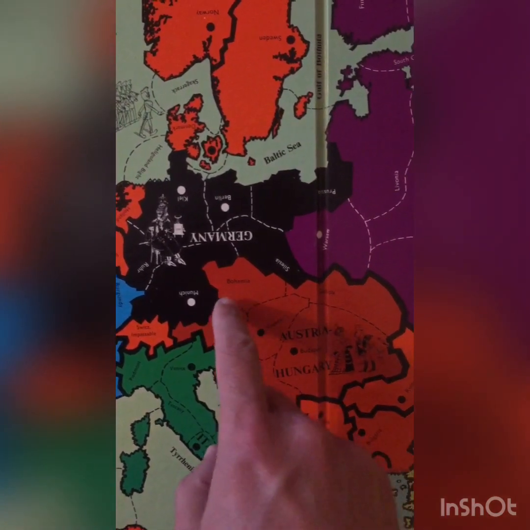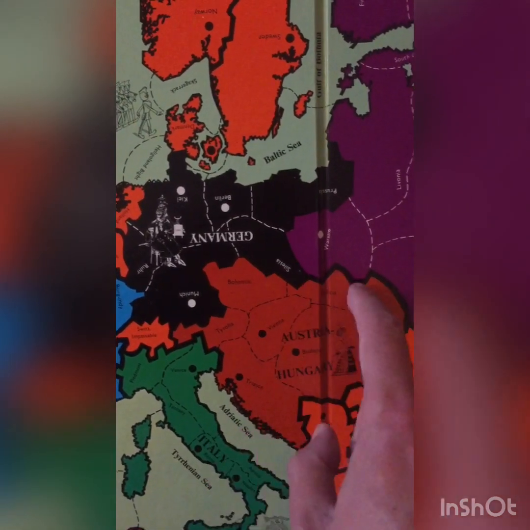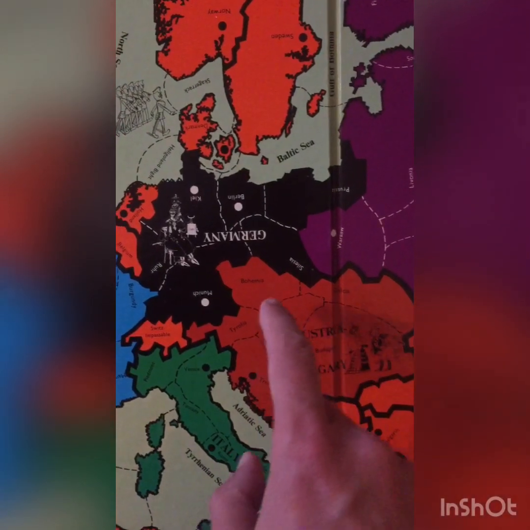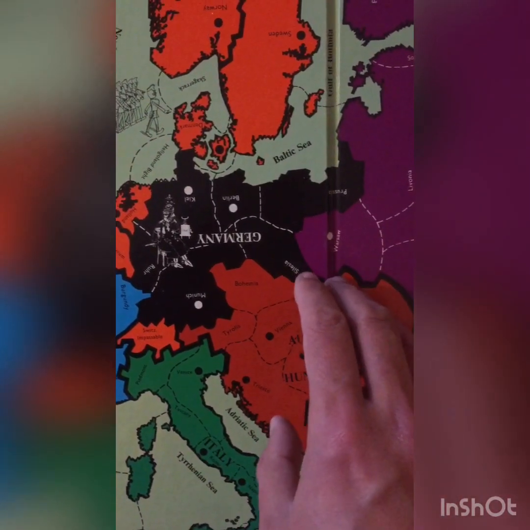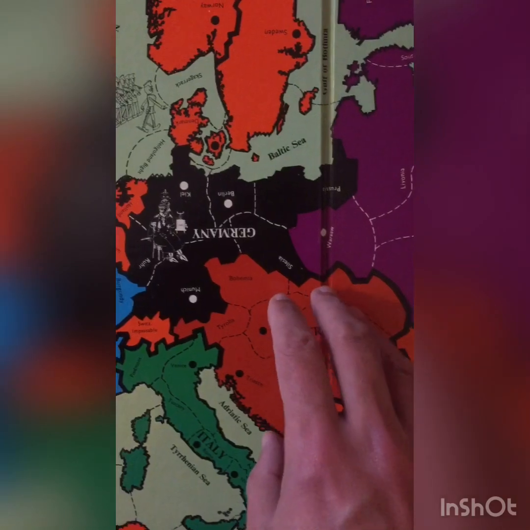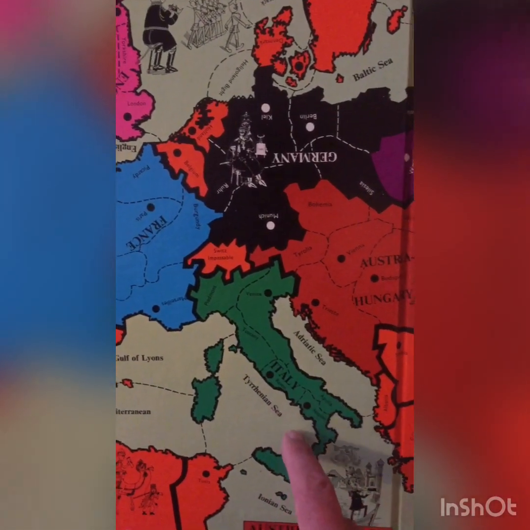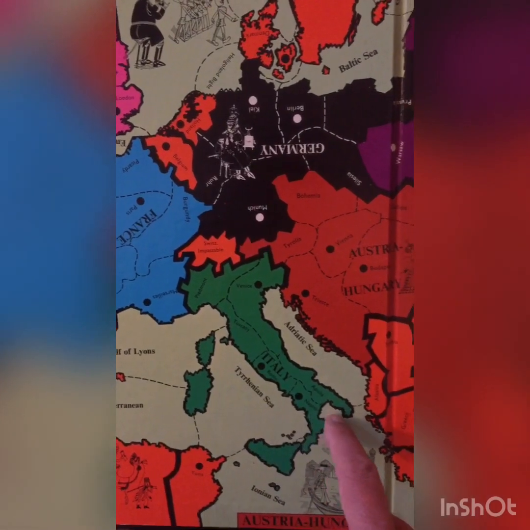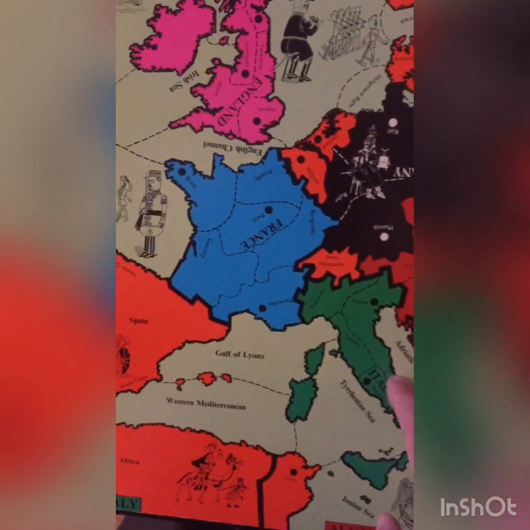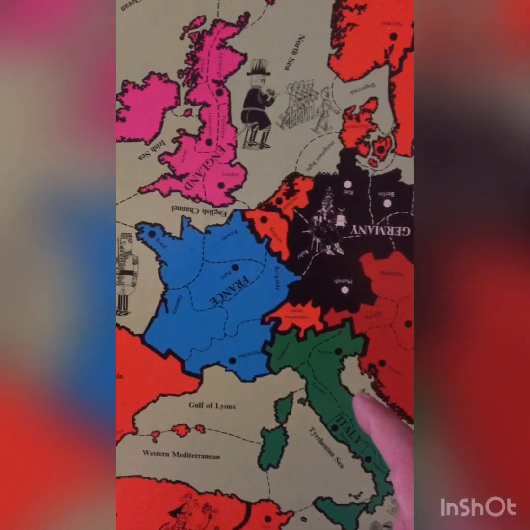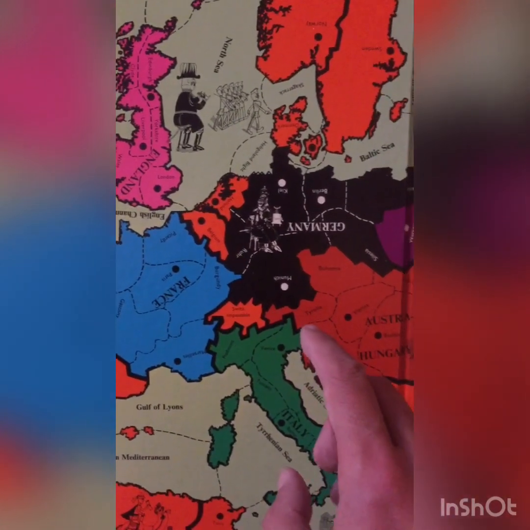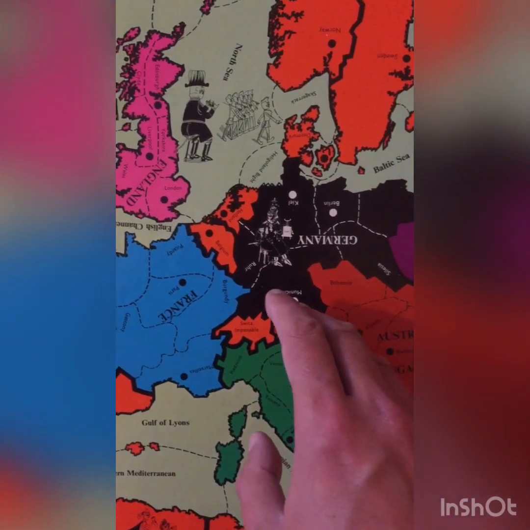So there's Austria and there's Hungary, but at the time of the First World War, which was the year 1914, Austria and Hungary had a big empire in much of Central Europe. And then Italy, of course, everyone recognises because of the shape of Italy. You can't miss Italy. So there we have Italy there in green. So everything looks really very colourful for playing the game.